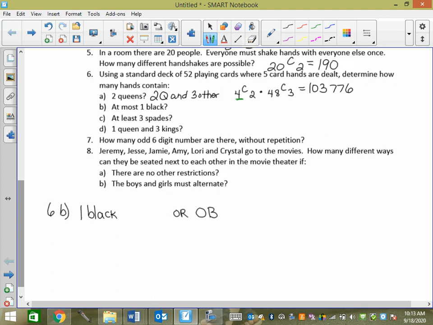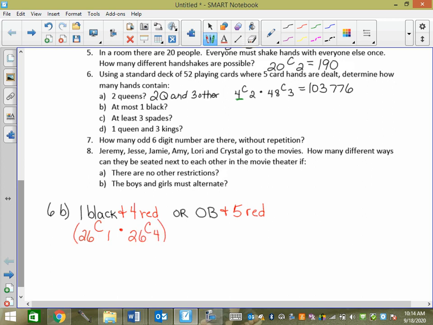So for 1 black, I need to supplement this with 1 black and 4 red, or 0 black and 5 red. Or you could say 5 others, it would be the same thing, right, other than black. So here I'm going to have 26, not 13, someone just threw me off. 26 choose 1, times, then this one I do 52 minus this off, right? 26, which is 26C4.